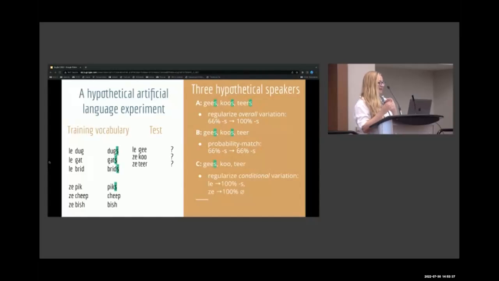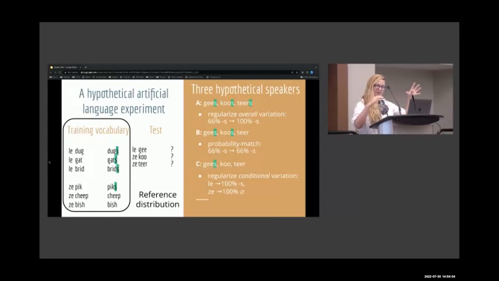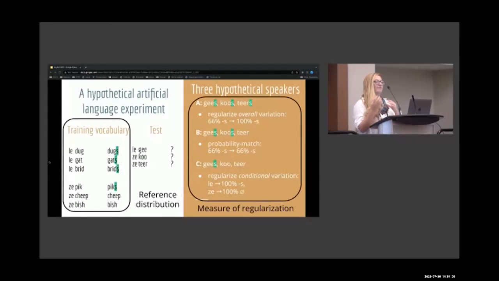This speaker we might consider to be regularizing conditional variation because they're taking a cue that is probabilistic in the input and making it perfectly predictive in the output. This last form, I think, has been relatively less studied in the literature, so we were not really sure the extent to which children or adults do this. Here we can also see the general setup of an artificial language learning experiment. We have some reference distribution, which is the training vocabulary, which we have full control over in these experiments. And then given some test items, we have some way of measuring the regularization behavior, and there are different ways to do this.